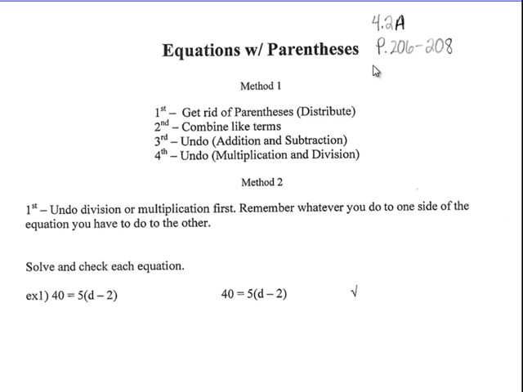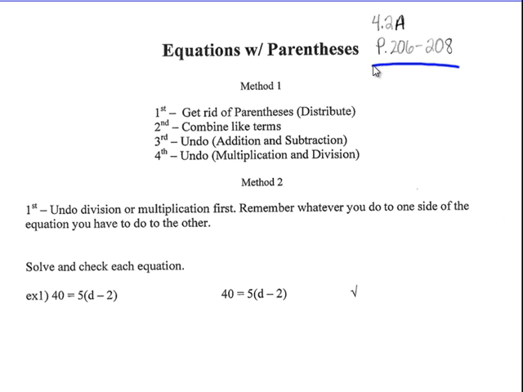So today, as you know from class, we're going to keep working in Chapter 4, Section 2. Now, Chapter 4, Section 2 has lots of information and lots of different kinds of equation solving in it. We're going to work with the distributive property ones, or equations that have parentheses, found on pages 206 through 208.